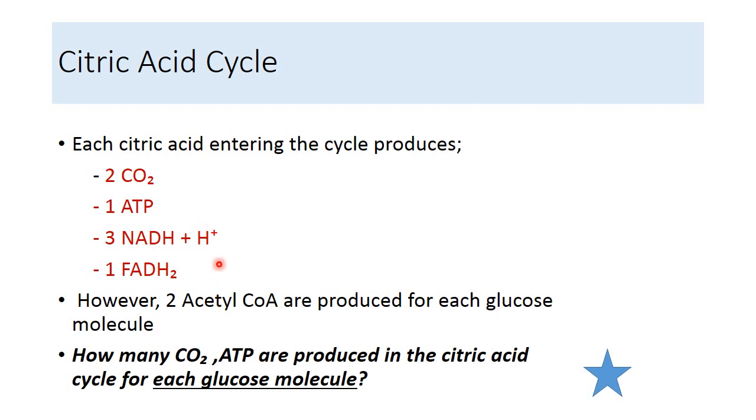However, these are the numbers for each citric acid, but if you look at your glycolysis, you should see that 1 molecule of glucose will end up making 2 citric acids that can enter the cycle. So if I was to ask you how many CO2, ATP, NADH, FADH2 are made from 1 molecule of glucose, you would have to double these numbers.